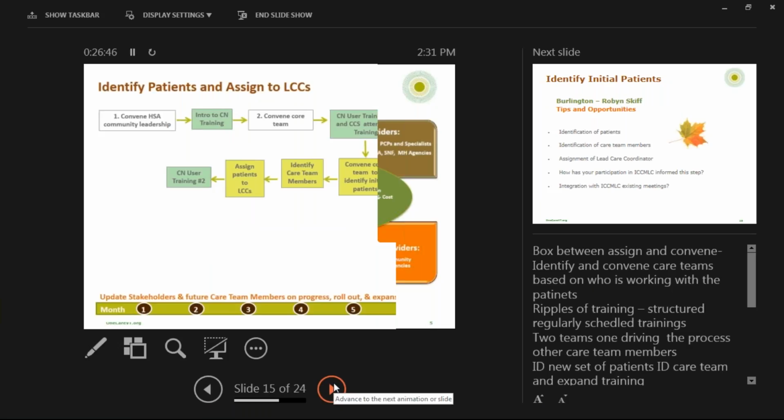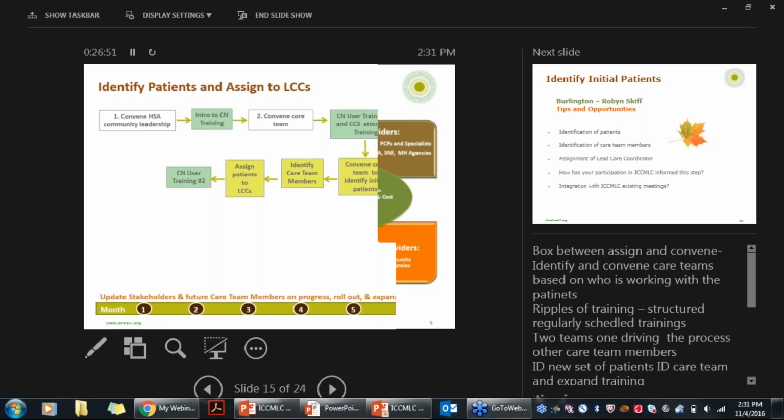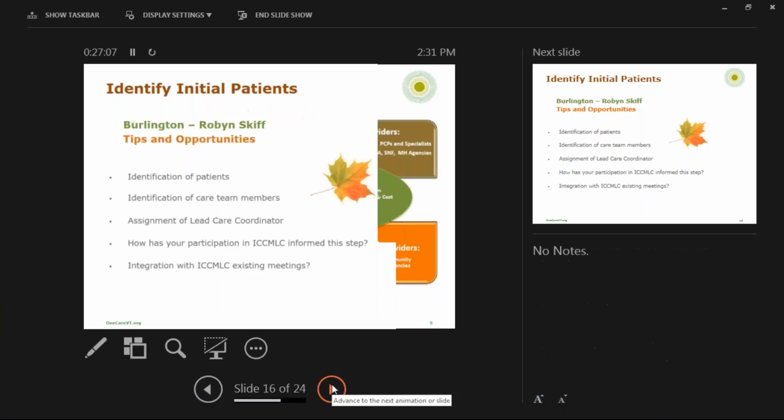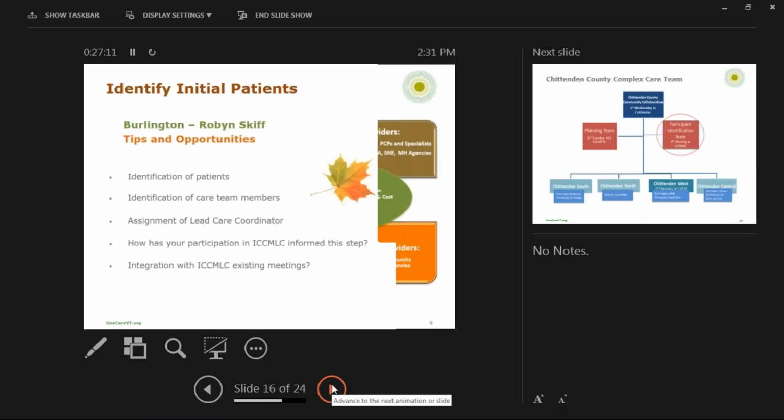So next, we talked about the blue boxes being where to insert those standardized trainings. So we're on to Care Navigator User Training 1, which is in the training version without any PHI in it. So we're at convening the core team to identify initial patients, identifying care team members, and assigning patients to the lead care coordinators. And to speak about that, we have Robin, and if you could introduce yourself and tell us about your process. Sure. Hi, everyone.